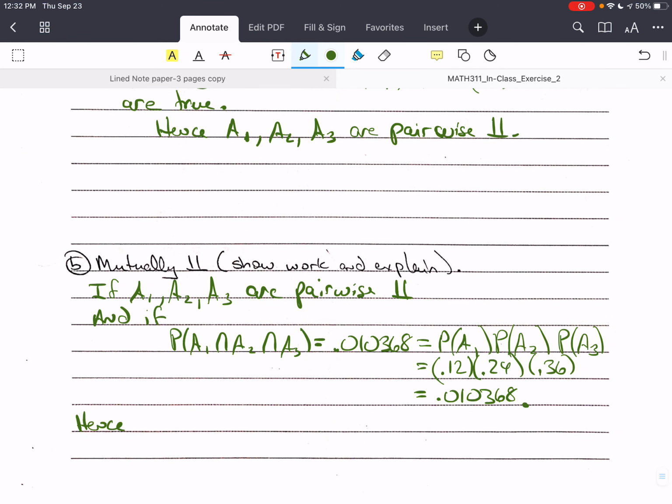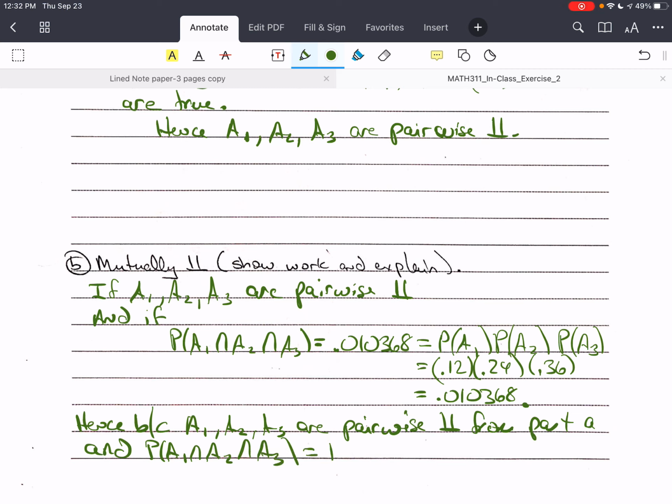Hence, because A1, A2, A3 are pairwise independent from part A, and the probability of A1, A2, and A3 equals the product of the probability of A1, the probability of A2, and the probability of A3, they are mutually independent as well.